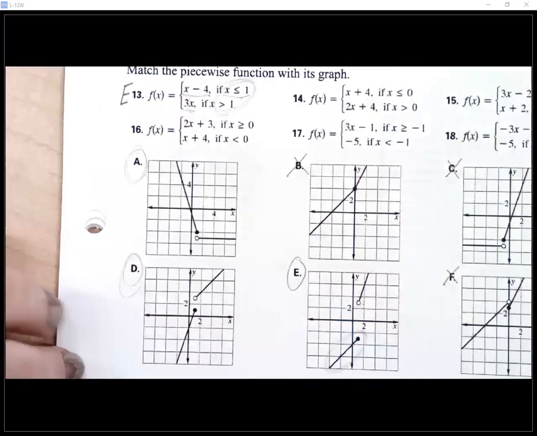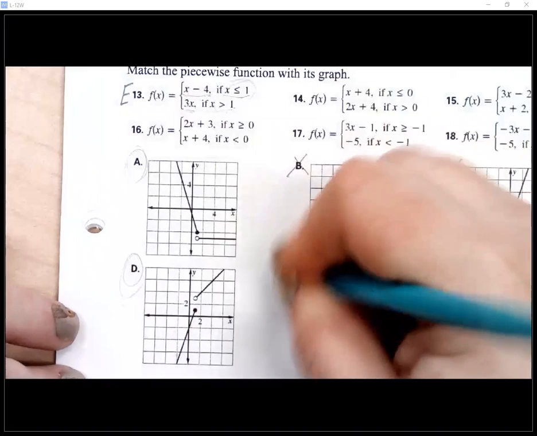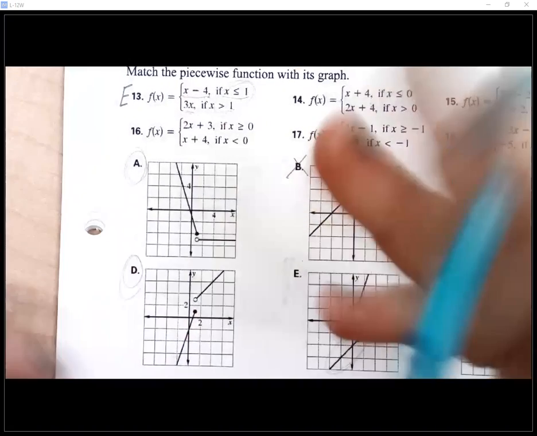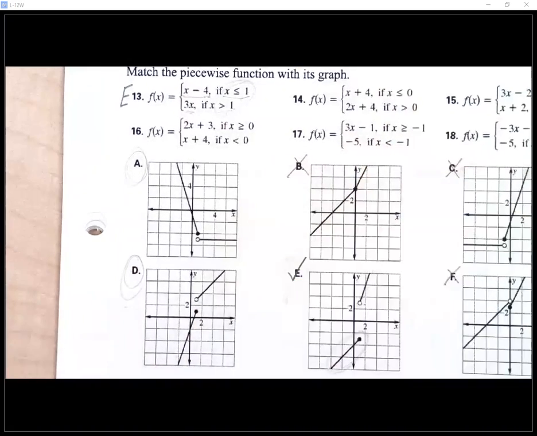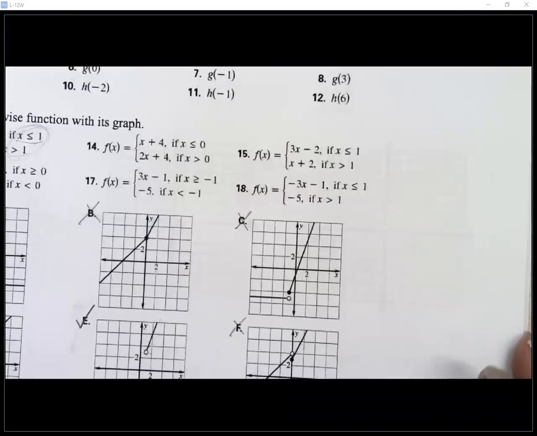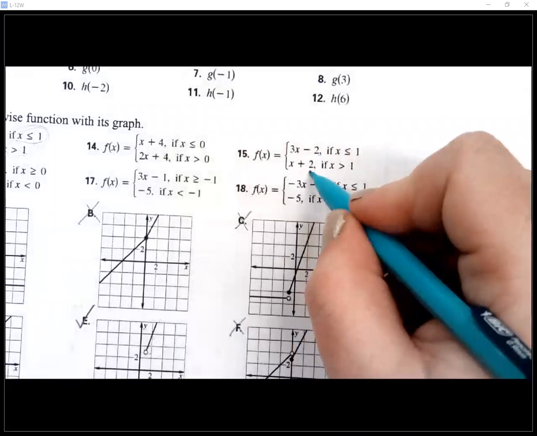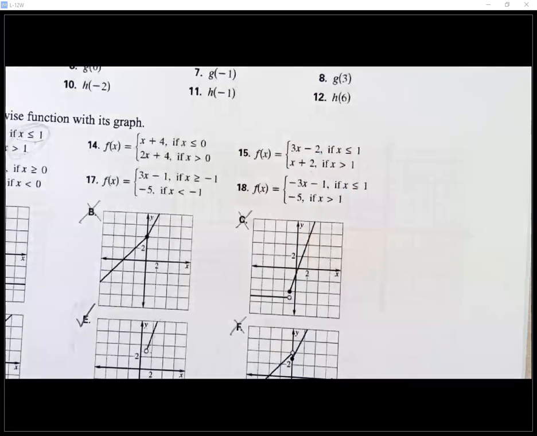Let's take care of our other ones that have a change happening at 1. So who else has a change happening at 1? Which number? 15 does. So let's all take a look at 15. I'm looking for one branch to be this line, 3x minus 2, and the other to be x plus 2. So out of A and D, see if you can figure out which one is 15.